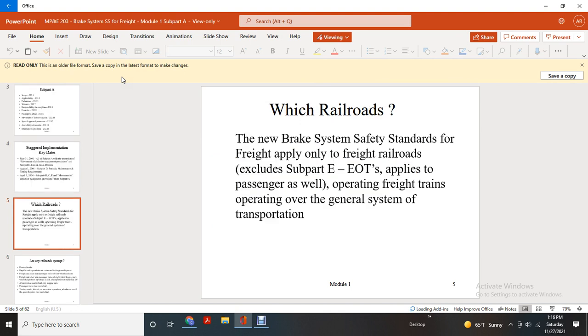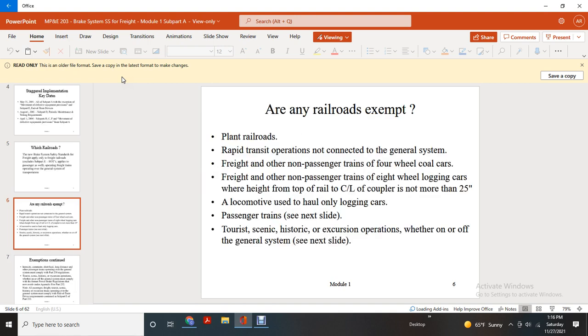Which railroads? The new brake system safety standards apply only to freight car railroads, except for Subpart E, with the end-of-train device requirements, which also apply to passenger trains operating freight trains with the general system of transportation. Are any railroads exempt? Plant railroads, rapid transit operations not connected with the general system, and freight non-passenger trains with four-wheel coal cars.